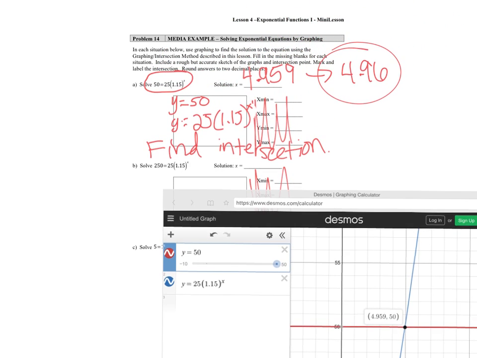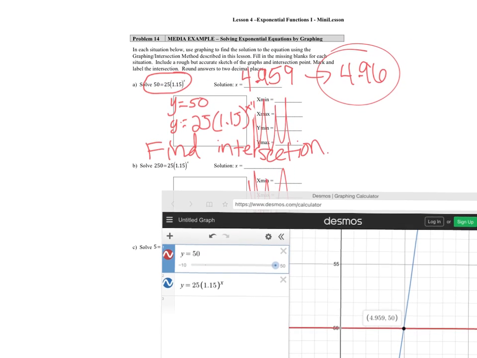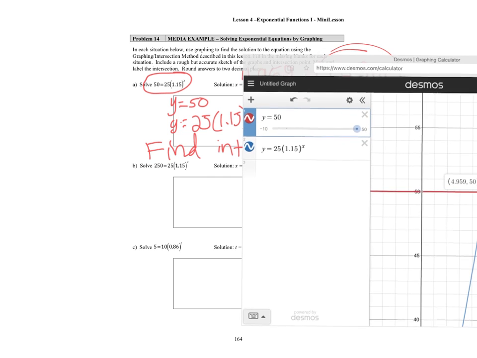Oh, somehow that got attached to Desmos. That's weird. Oh. Well, I don't know what to say about that. I don't know how to undo it. Okay, that's better.